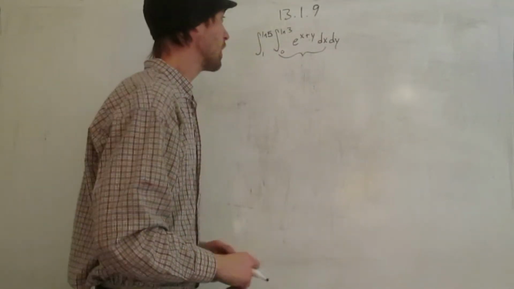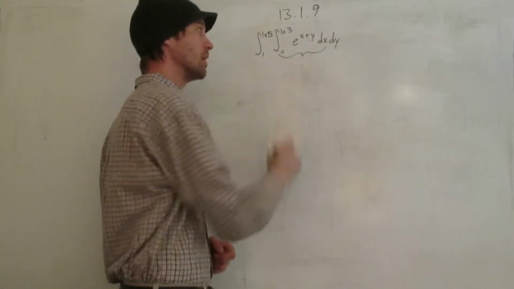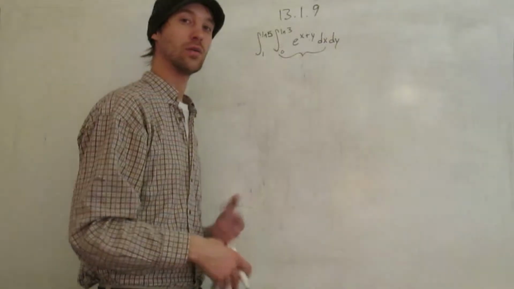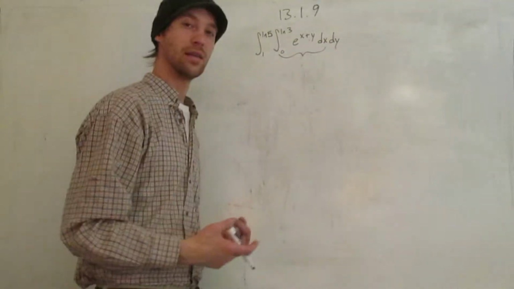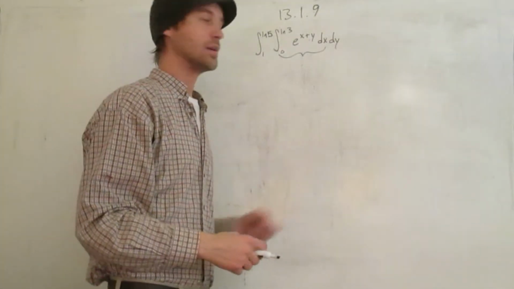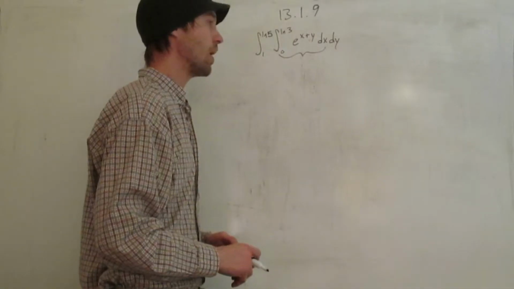Hello everyone. We're going to look at one more problem of an iterated integral. This one's going to be involving an exponential. e to the x plus y is our main function. You could think of it as your z function. So how are we going to do that?